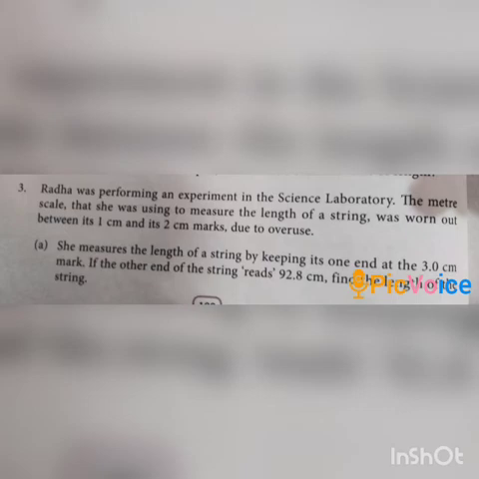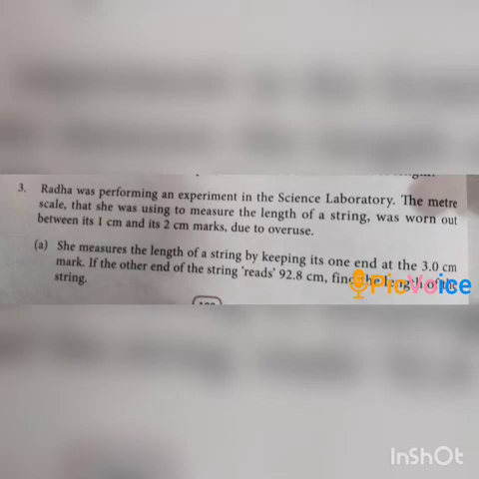Number one, we should place the scale in such a manner that its divisions are very close to the length to be measured. Also, the edge of the scale should be parallel to the length. Second, we should keep the scale exactly along the length to be measured. It should not be tilted. Third, the zero mark of the scale should coincide with one end of the length to be measured.